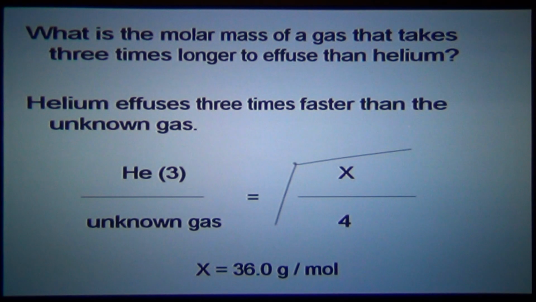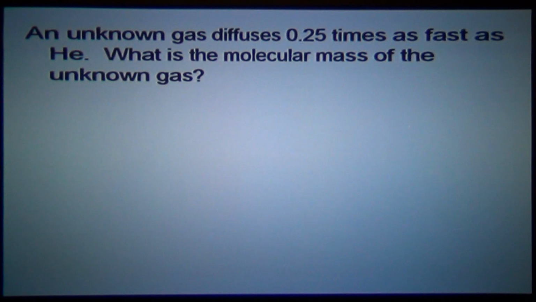Let's try one more. We've got an unknown gas that's diffusing at 0.25 times the rate of helium. So what is the molecular mass of the unknown gas? Once again, we're comparing something to helium. And it's telling us that the unknown gas is traveling at 1/4 of the rate. And it's just traveling slower. It's got to be heavier than the helium again.